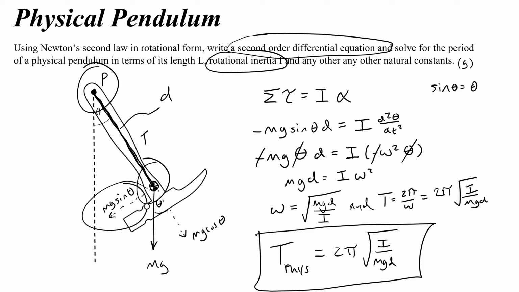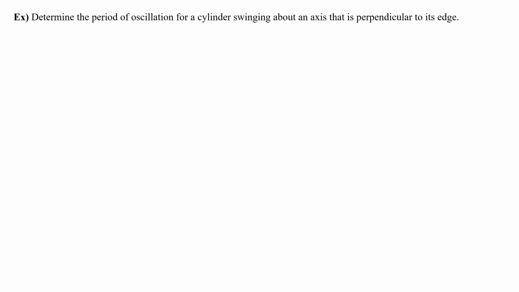So let's do a quick example of that. Determine the period of oscillation for a cylinder swinging about an axis that is perpendicular to its edge. What does that mean? Well, that means imagine you have a cylinder or a disc, and that cylinder or disc is rotating. I'm going to try and draw the cylinder. Oh, that looks terrible. Is rotating.